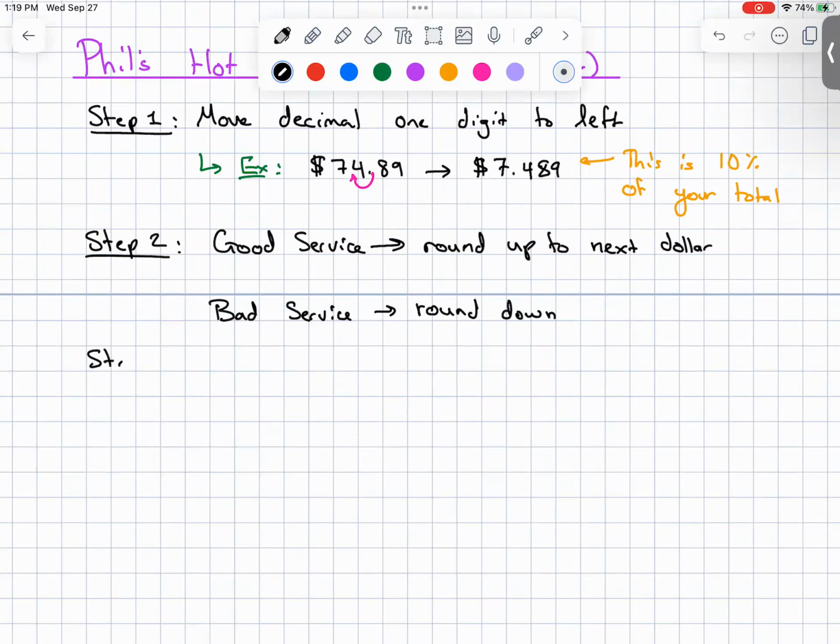So step three. Now that you've either rounded up to the nearest dollar or rounded down to the nearest dollar, all you need to do is double it, and that will be your tip. Now, this is of course for meals that are not like a fancy dinner. That's always crazy. If your meal ends up being like $700, I feel like a 20% tip is a little bit ridiculous. That'd be a $140 tip.